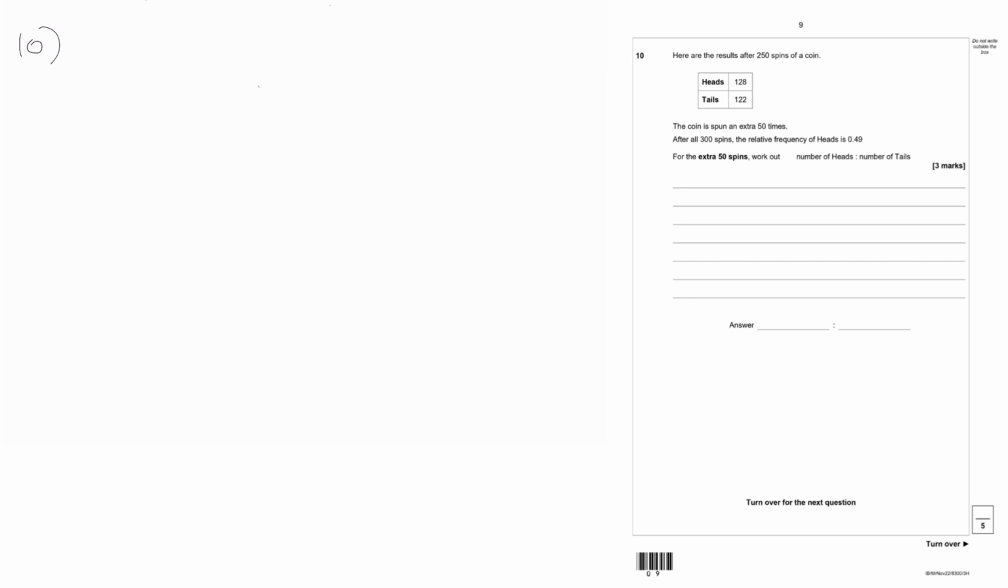So if we know that the relative frequency of heads is 0.49, then we can just do 300 times 0.49, and this gives us 147 heads. And obviously if we've had 300 turns, then the number of tails is going to be 300 minus 147. So 300 minus 147 equals 153 tails.